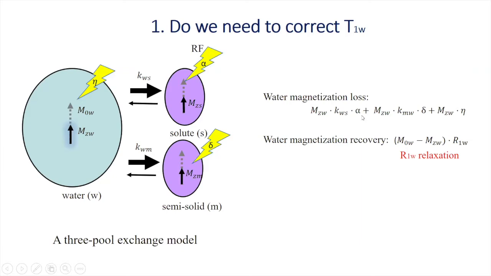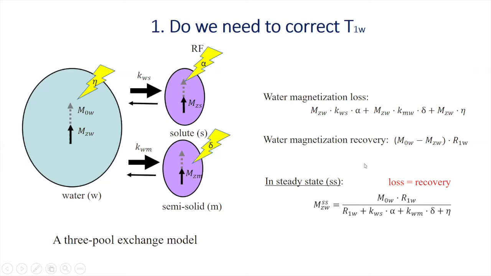Besides magnetization loss, there is also water magnetization recovery, which is due to the R1 relaxation and can be expressed by this formula. And MZ can be, in steady state, the two formulas are the same. So the water magnetization loss is equal to the magnetization recovery. So MZ can be derived from these equations to here.